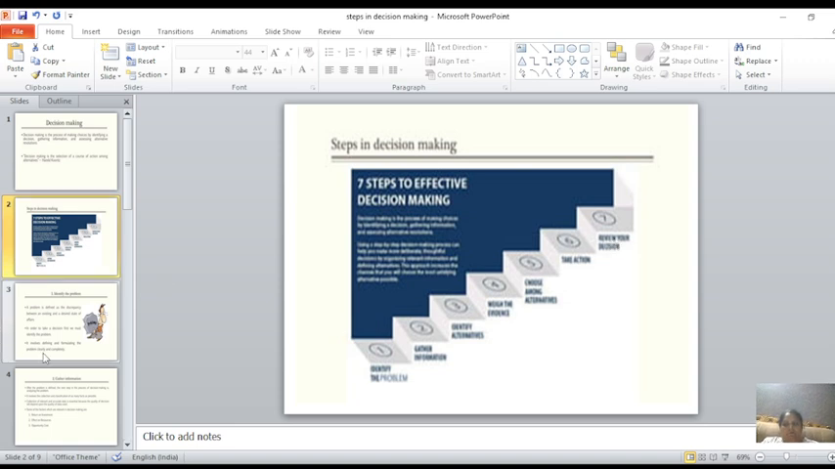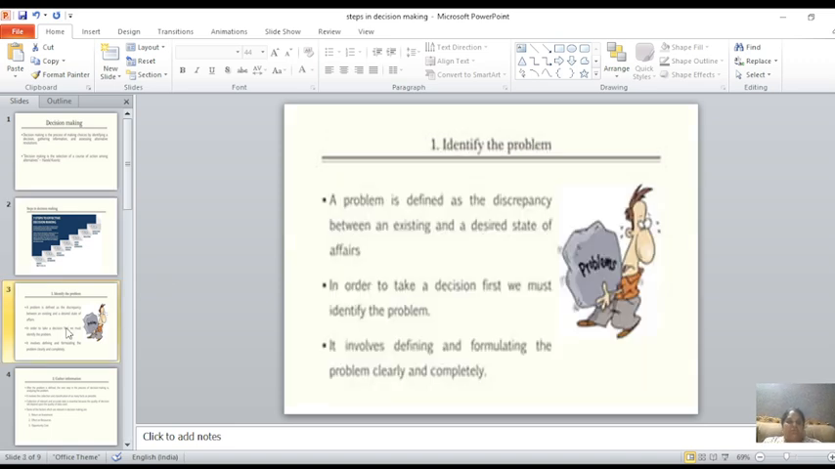Okay, then we will now discuss deeply what the steps involved are. First one is identify the problem. What do you mean by identifying the problem? A problem should be defined as a discrepancy between an existing and a desired state of affairs. In order to take a decision, first we must identify the problems. What problems exist in that management? It involves defining and formulating the problem clearly and completely.